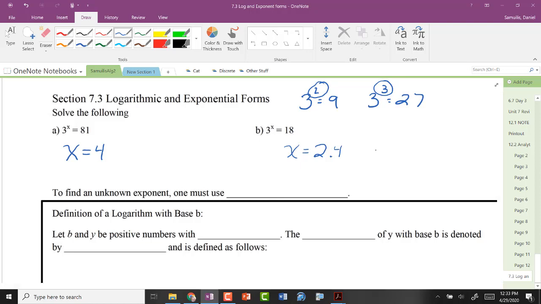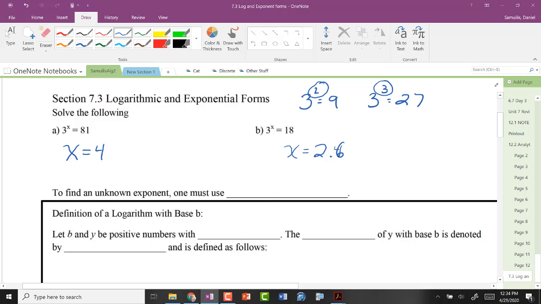Okay, I'm just getting to the point where we need what's called a logarithm in order to solve this. Actually, it's going to be higher than that. So 3 to the 2.6. Yeah, that's a bit better. It's about 2.6, but again, it's an approximation.